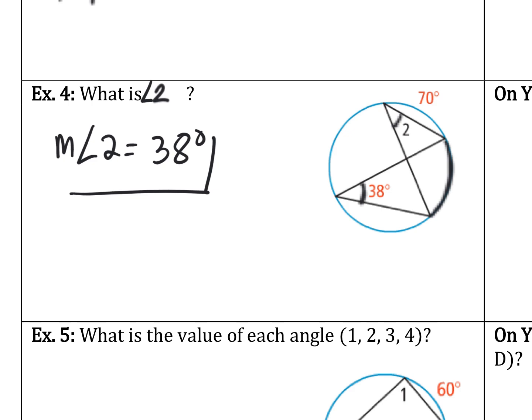This is also a special case. If you look at these two angles, they are actually lying on the same arc. They are lying on the same arc. Therefore, they have the same angle measures.